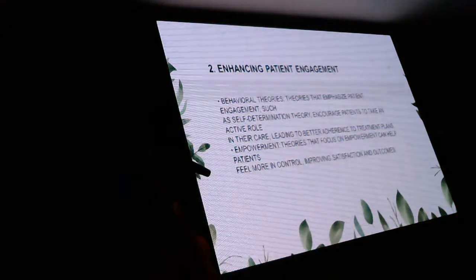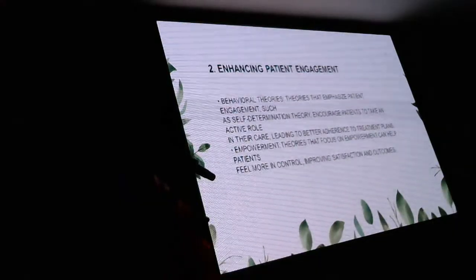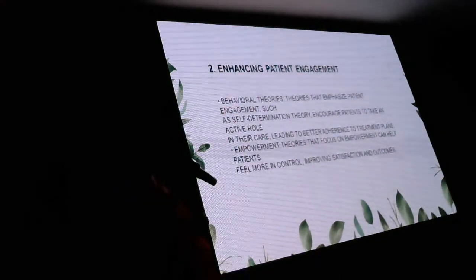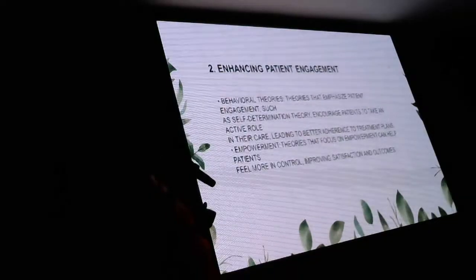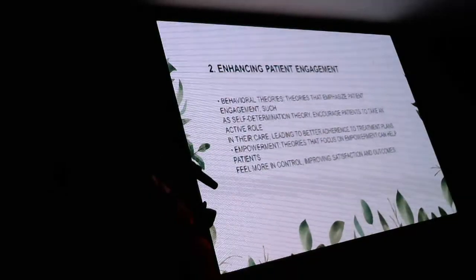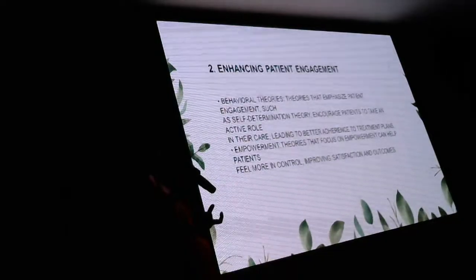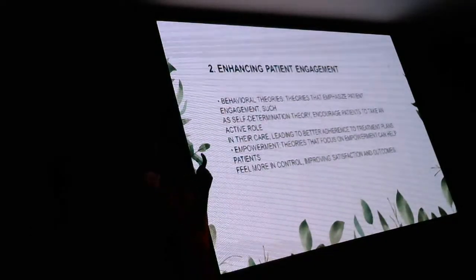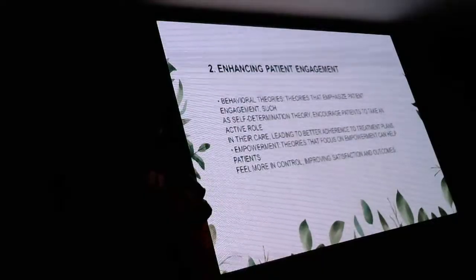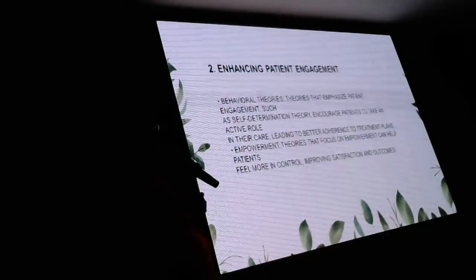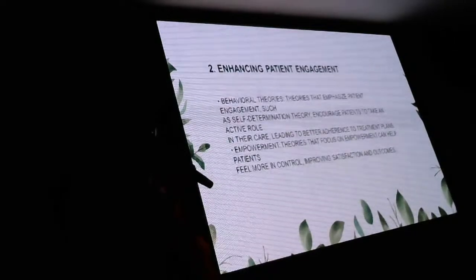Enhancing patient engagement. See, by applying theory here, the patient is also actively involved. Yes or no? Take the example of Pavlov's theory, the patient is involved. Anderson's theory, the patient is involved. Orem's self-care theory, in every theory here, patient effort and patient involvement is there, right? It enhances patient engagement.